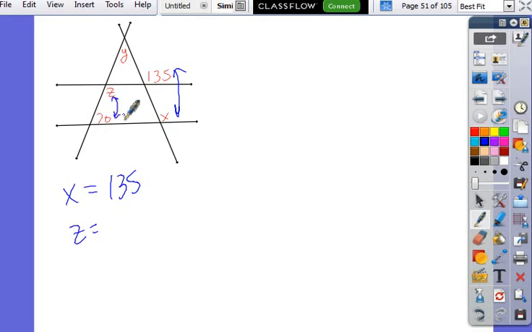Consecutive interior. What's the rule for consecutive? They add up to be 180. So 180 minus 70 tells me that's 110. The problem that people have is finding the Y.